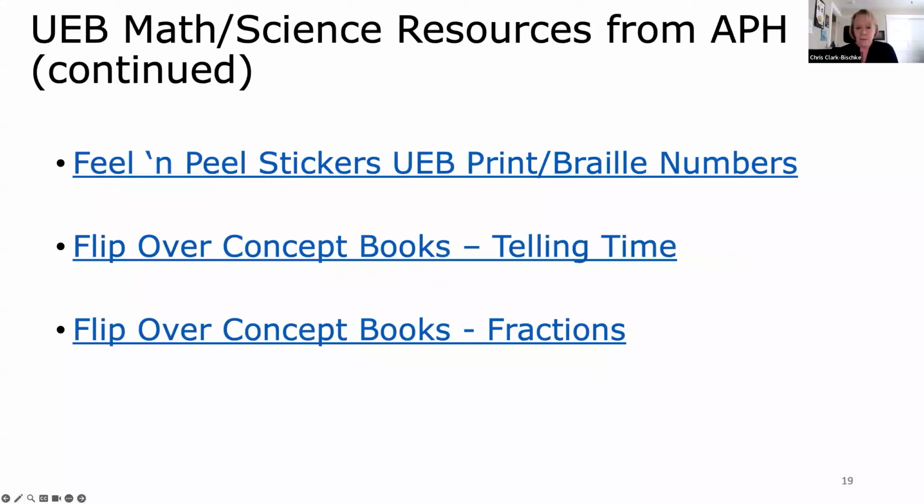They have feel and peel stickers in UEB print and Braille numbers. They have flip over concept books for telling time and fractions. So again, we all need the feel and peel stickers. Those are so fun. Kids love those stickers.